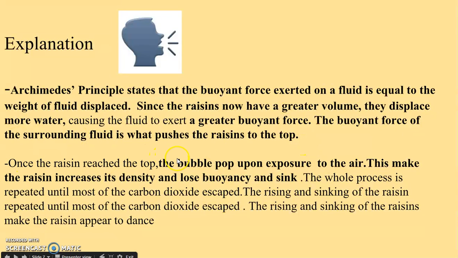Once the raisins reach the top, the bubbles pop upon exposure to the air. This makes the raisins increase in density and lose buoyancy, and they sink. The whole process is repeated until most of the carbon dioxide has escaped. The rising and sinking of the raisins makes the raisins appear to dance.